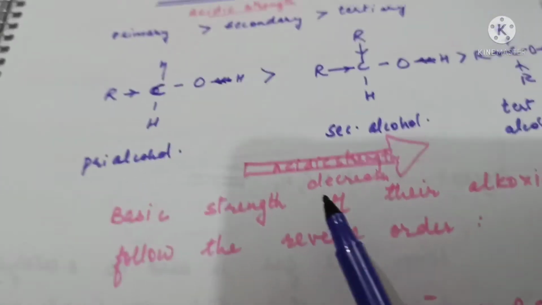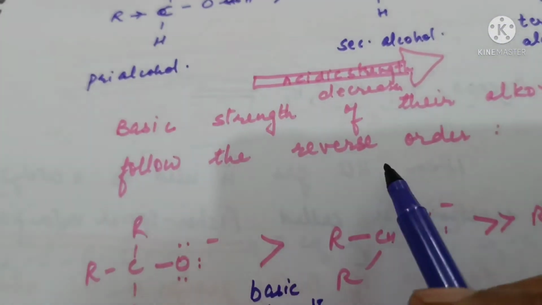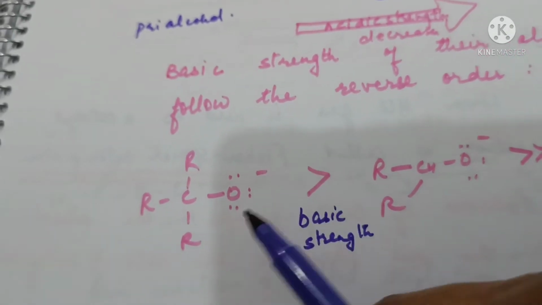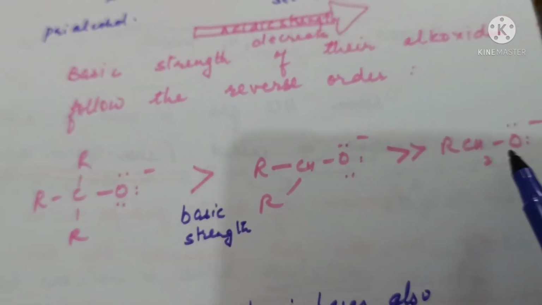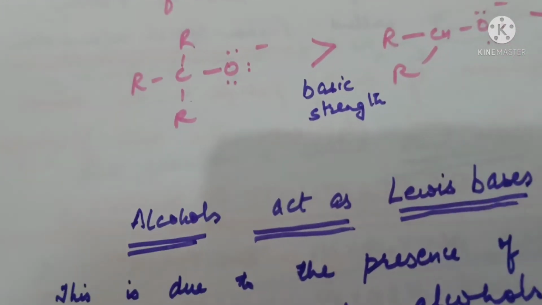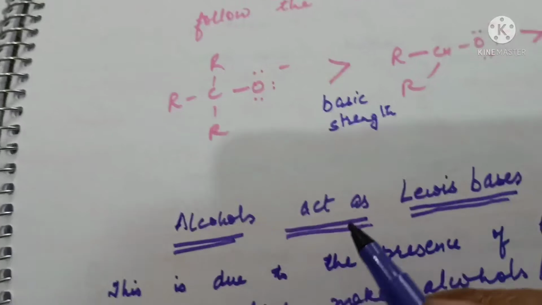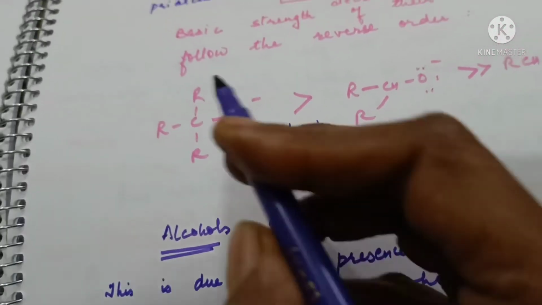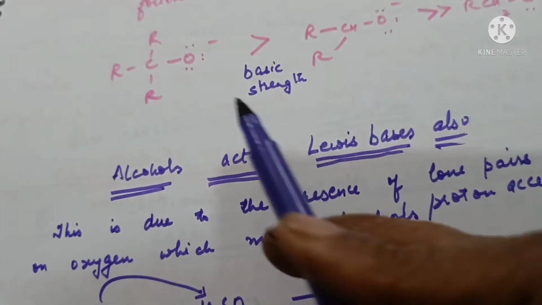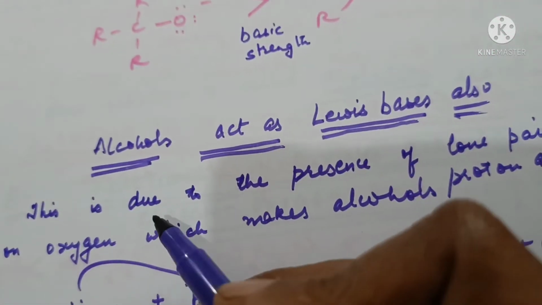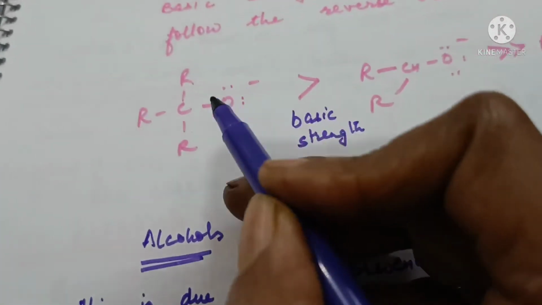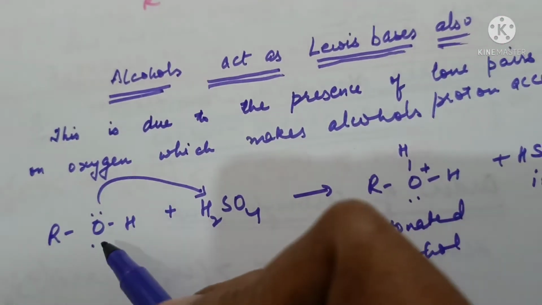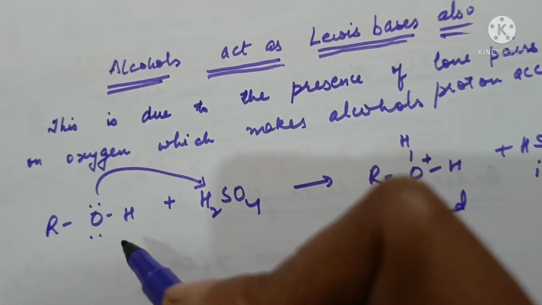On the other hand, their alkoxides' basic strength will follow the reverse order. That is, a tertiary alkoxide will be a stronger base than secondary alkoxide than primary alkoxide ion. Alcohols also act as Lewis base because they have a tendency to donate a pair of electrons. This is because of the presence of lone pair of electrons on the oxygen atom of alcohols.